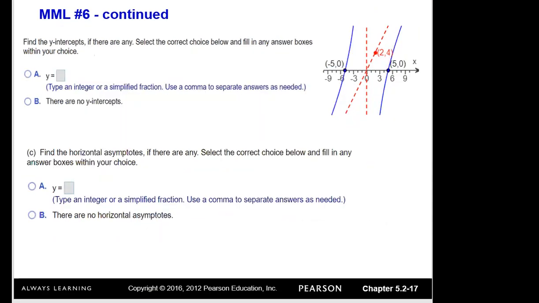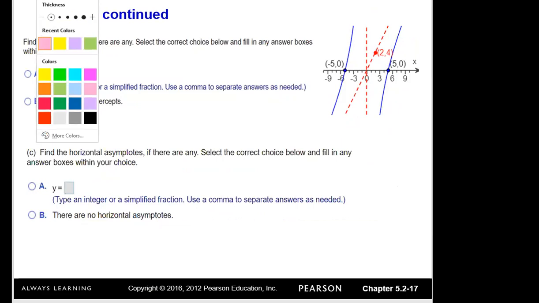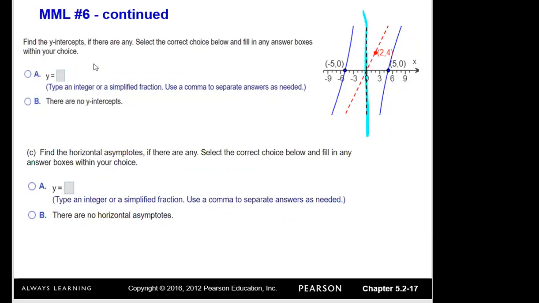And then they want to know y-intercepts. Well, there are no y-intercepts. Your vertical asymptote is the y-axis. This right here, your graph never touches that, and that is the y-axis. So there are no y-intercepts. None. Nada. Zippo.